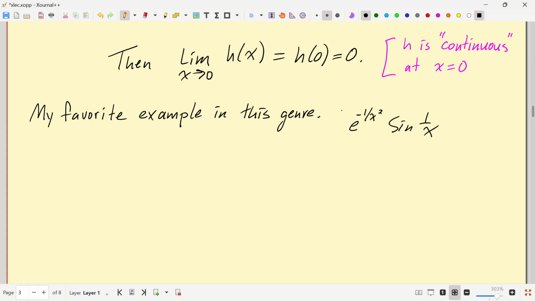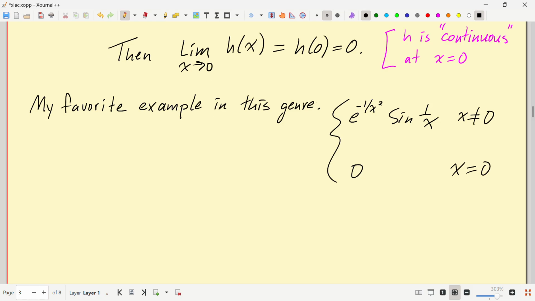Okay, so that's if x is unequal to 0. And e to the minus 1 over x squared dies away incredibly fast as x goes to 0, because 1 over x squared goes to infinity, and so it looks like e to the minus infinity. That's a very fast dying away function. And so you can bet that you can make it continuous at 0 by setting it equal to 0 at x equals 0.